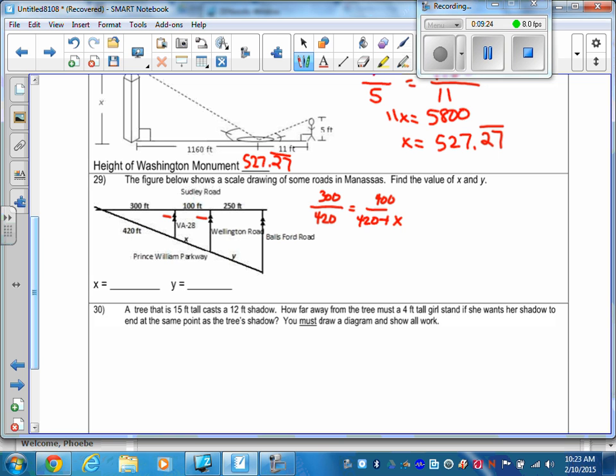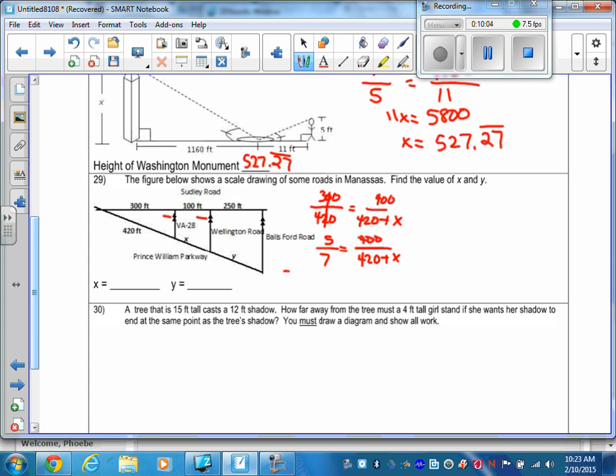So using my cross products here, 420 times 400. Somebody pick up your calculator. What's 420 times 400? Actually, I could make my job a lot easier by reducing 300 over 420 to 30 over 42, couldn't I? You could use the big numbers, but your numbers will be a lot bigger. The zeros cancel out. And 30 over 42 is 5/7. So isn't 300 to 420 the same as 5/7? And those numbers are a lot easier to deal with. So now my proportion is still true.